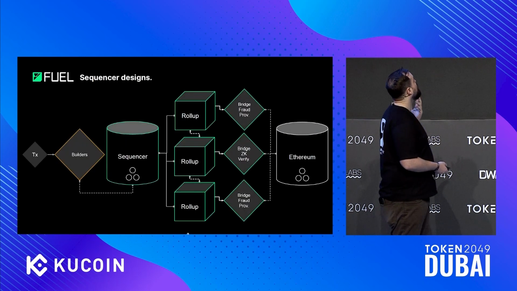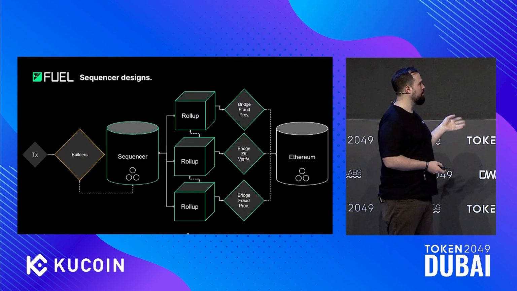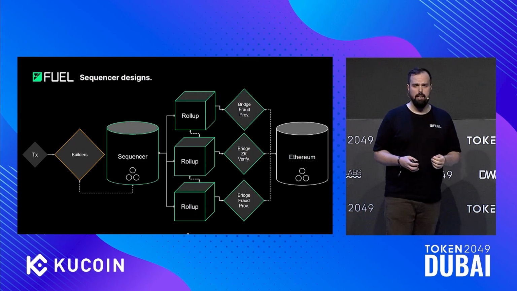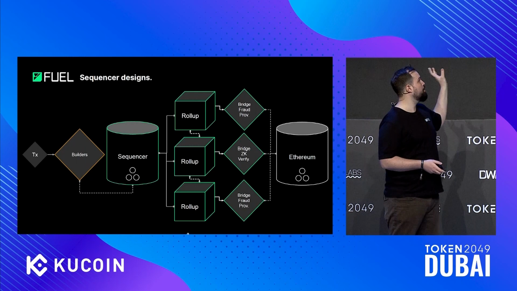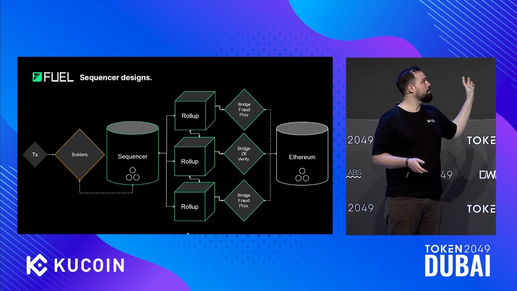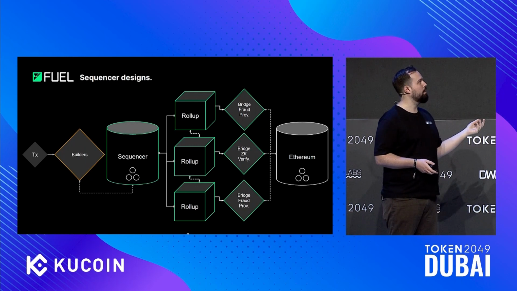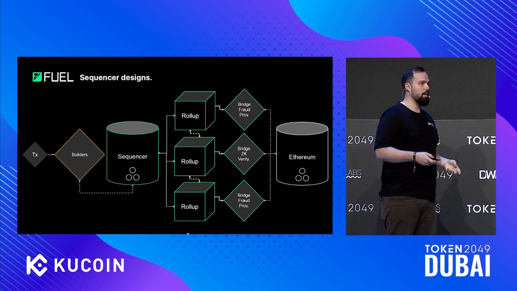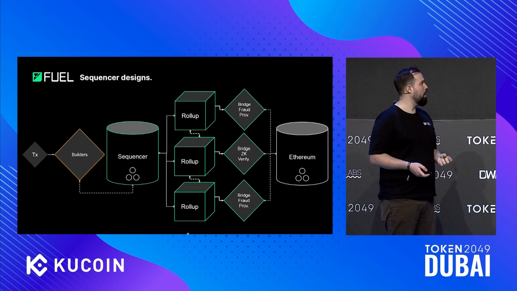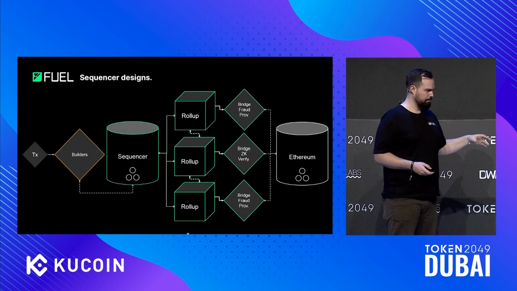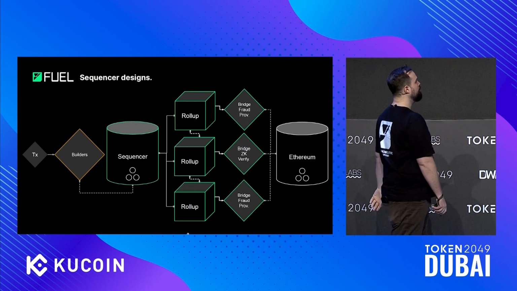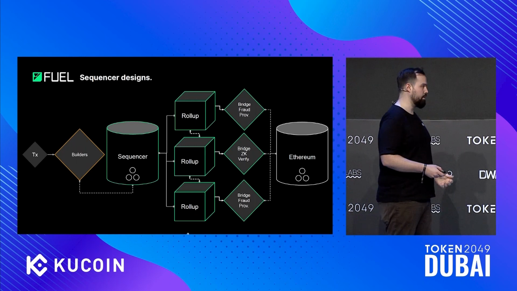So when you look at typical sequencer designs right now that are coming up, particularly in the rollup space, you have the transactions going to builders. Builders are working with sequencers, and then it's going to rollups, and it's actually being proved, or you have fraud proving, so you're in an optimistic setting. And then eventually, at the end of the day, it's ending up at Ethereum. This is a typical trajectory of what we see with the current sequencer designs right now.